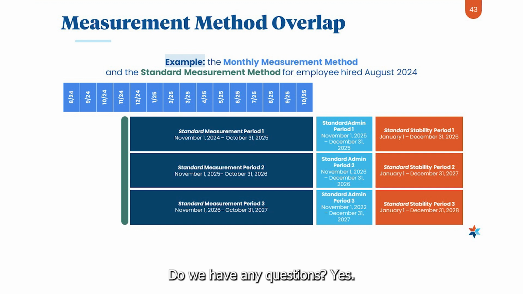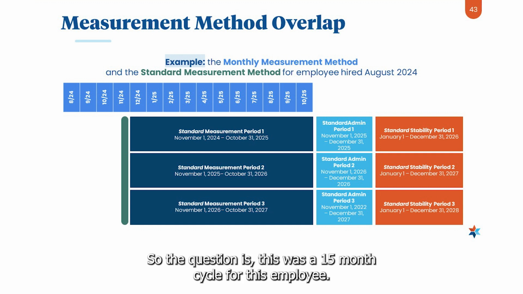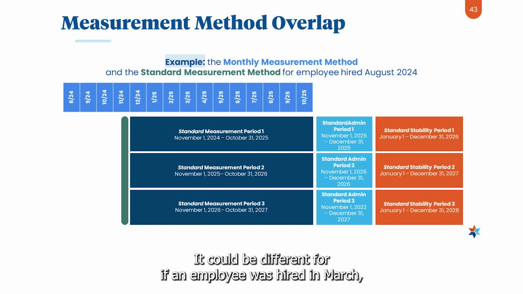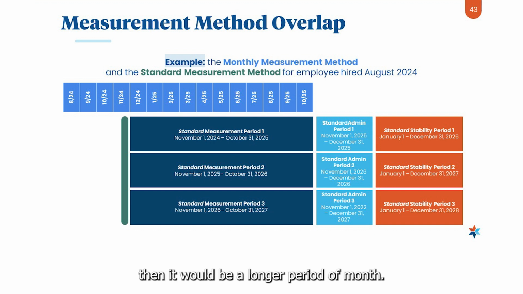Do we have any questions? Yes. So the question is, this was a 15-month cycle for this employee. This employee was on the monthly measurement method for 15 months. It could be different. If an employee was hired in March, then it would be a longer period of monthly, right? So it's different for everybody.